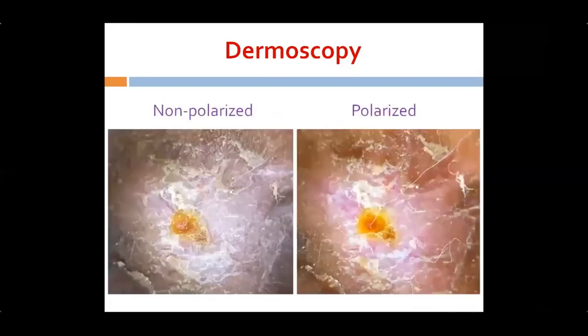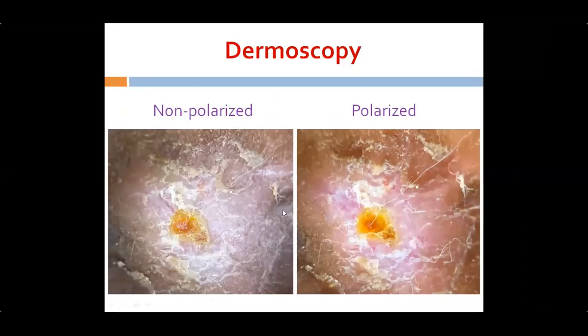So this is just to exemplify the same. This is the same lesion which has been examined under both polarized and non-polarized mode. In the polarized mode, you can see the vessels here, dotted or globular vessels, and a red and orange globule in the center, which is not clearly visible here. The vessels are almost invisible, and the central red orange blot is also not visible.